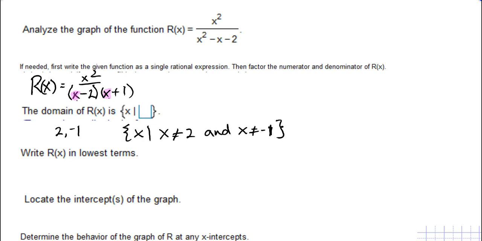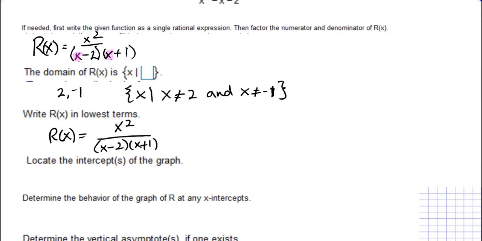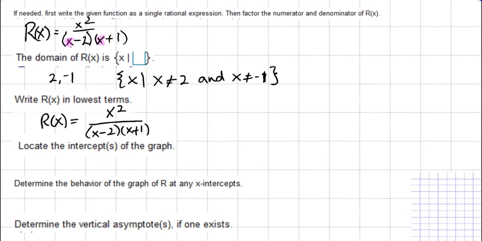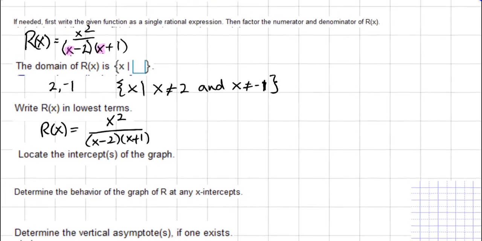Then we want to write our function in lowest terms, and since there are no common factors between the numerator and denominator, this function already is in lowest terms. Then we want to find any x-intercepts of the graph, x and y-intercepts.